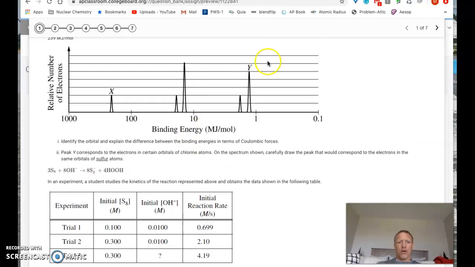Peak Y right here corresponds to electrons in certain orbitals of chlorine atoms. So remember 1s2, 2s2, 2p6, 3s2. This is the 3p electrons. There are 5 of them for chlorine. On the spectrum, carefully draw the peak that would represent electrons in the same orbitals of sulfur.